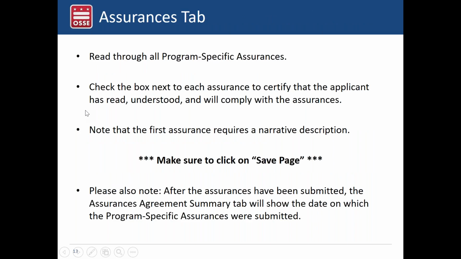The next section, the Assurances tab. In this section, you'll be required to read through each assurance and check the box to indicate that your LEA has read, understood, and will comply with the assurances. I want to note that the first assurance requires a narrative description, which might be a little unusual. So it's not listed here, but I'll read it, and then if you have questions on it, we can answer them now or at the end.